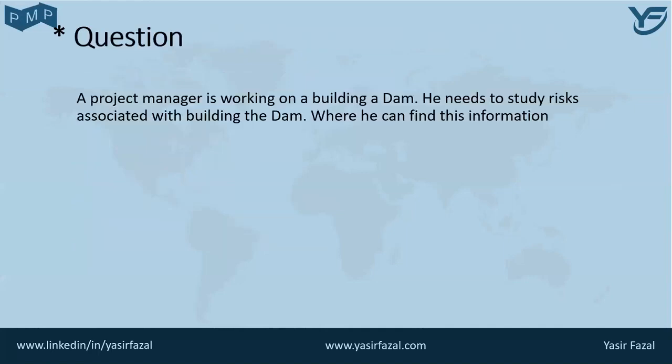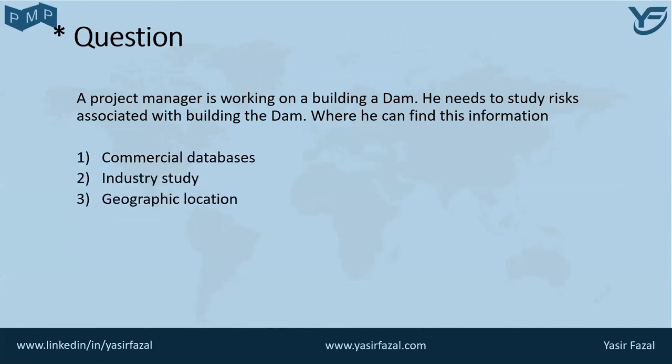Then coming towards our star question. A project manager is working on building a dam. He needs to study risks associated with building the dam. Where can he find this information? The first one is commercial databases, industry study, geographic location, physical environmental constraints.